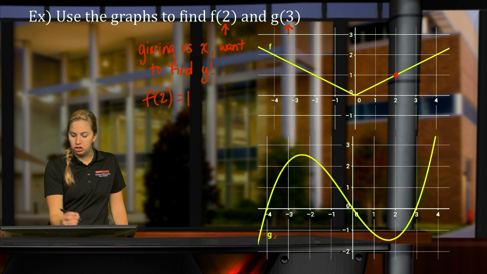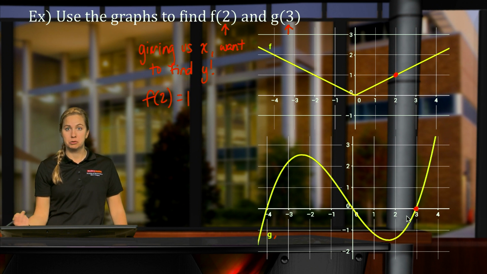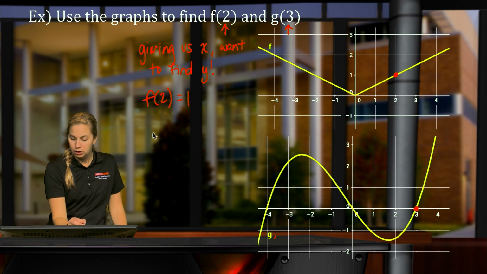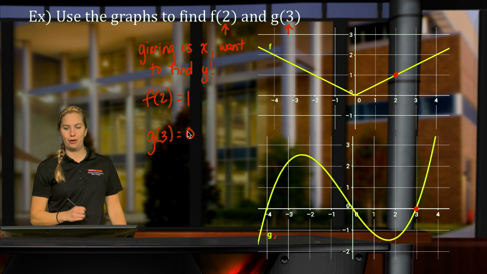When we want to find g of 3, again, now we're using this bottom graph. I'm going to go over to x equals 3, and I didn't have to move up or down to hit the graph. My graph intersected right there. So g of 3, the y value right here is 0.